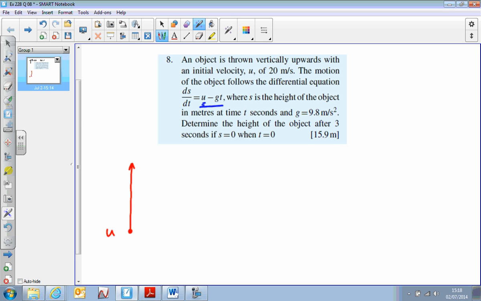U can be thought of as a constant, and g is a constant. So use what we've been doing in the previous questions and your table of standard integrals to come up with that, and then use your final answer to end up with the distance after 3 seconds, which should be this. If you can't get it out, then send me an email and I'll help you with it. Okay.